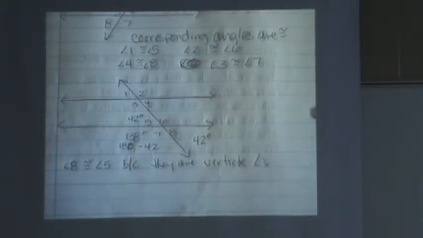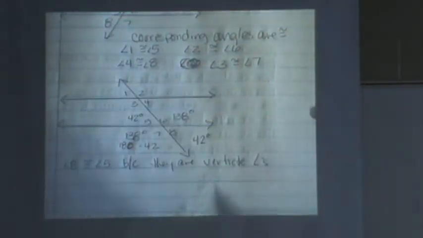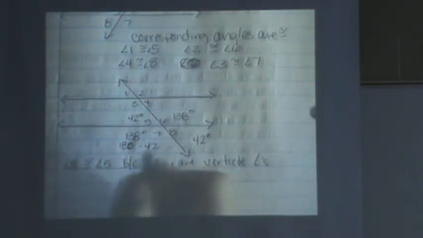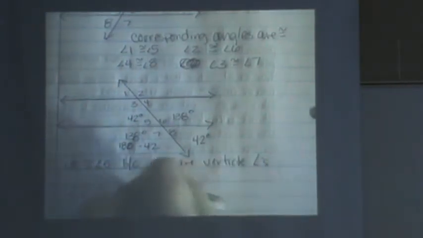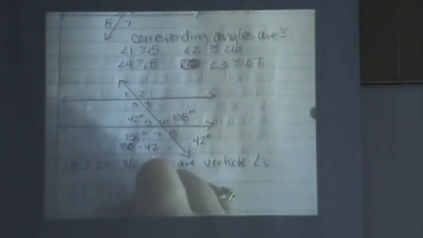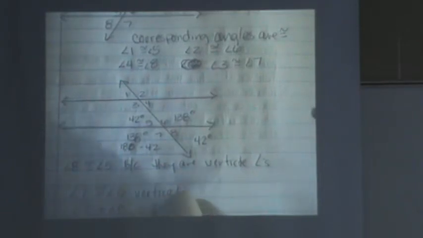I just want to make sure. That is 138 degrees. So what would my measure for angle 6 be, and why? 138 degrees. Why? Good deal. The measure of angle 7 is congruent to the measure of angle 6 because they're vertical. Angle 7 plus angle 8 equals 180 degrees, which is a straight angle.